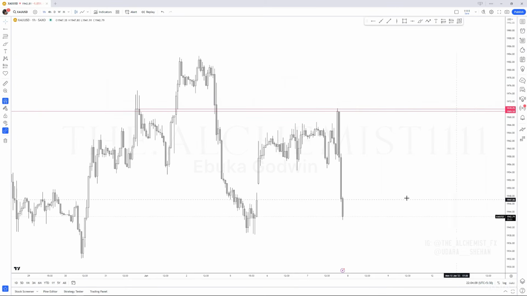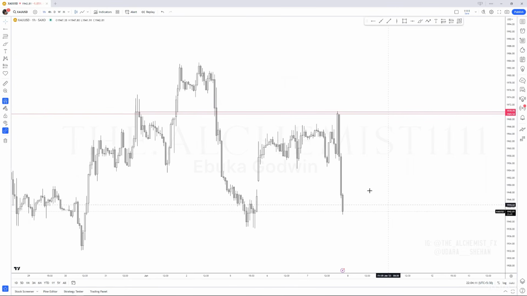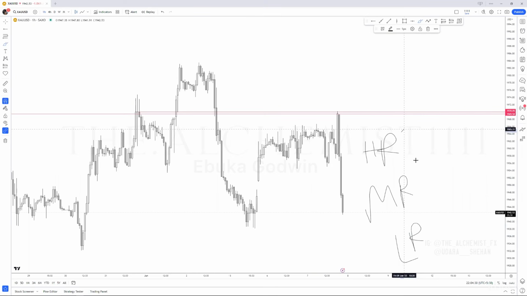Now what I do is these types of entries. I do not know how much my drawdown is going to be, right? Because it could move here, it could even move here. So these types of trades will be placed on my personal account. Because there are three types of setups: high risk setups, medium risk setups, and low risk setups. High risk and medium risk will be placed on my personal account.